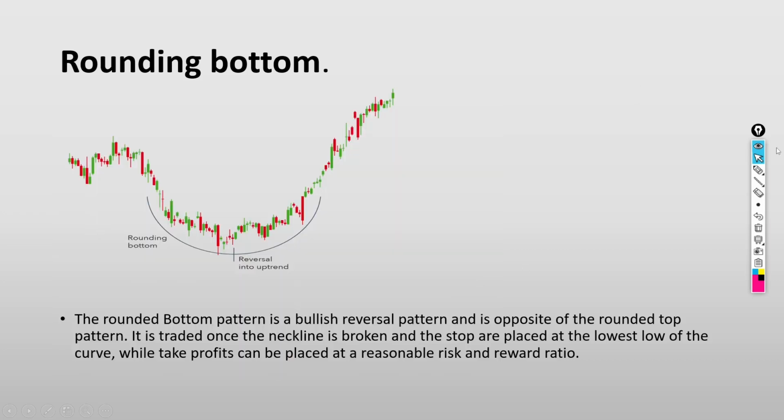So this rounding bottom, I want you to look at it carefully. This is a reversal signal on an downtrend. The rounding bottom pattern is a bullish reversal pattern and is the opposite of the rounding top pattern. It is traded once the neckline is broken and the stop is placed at the lowest low of the curve. So if you put your entry level here, this is where your stop loss is going to be, at the swing low or the lowest low of the curve. The take profit can be calculated at a reasonable risk reward ratio. So that is the rounding bottom.